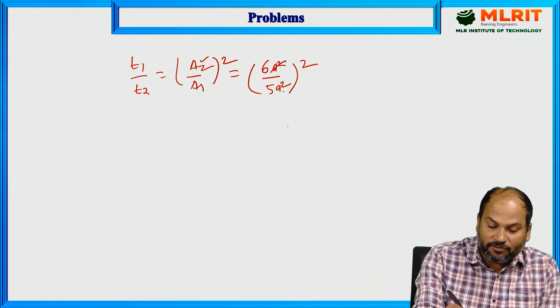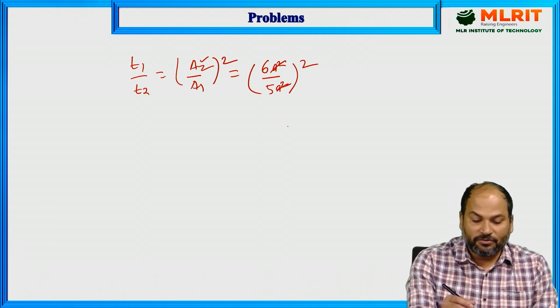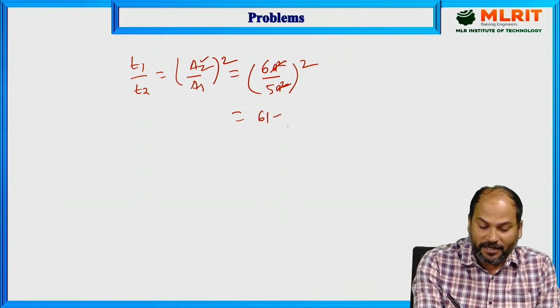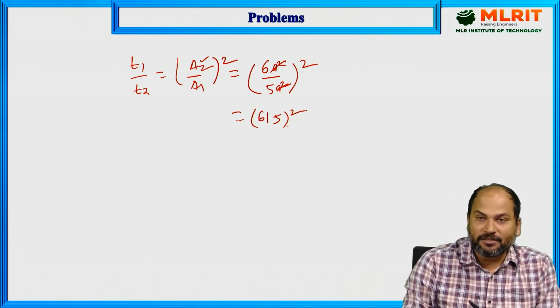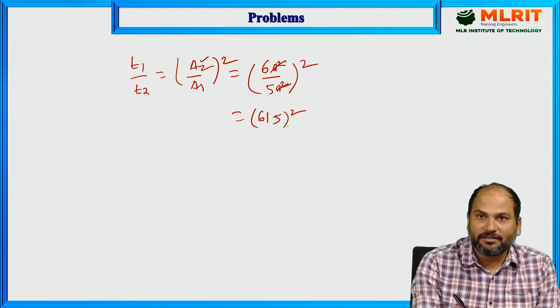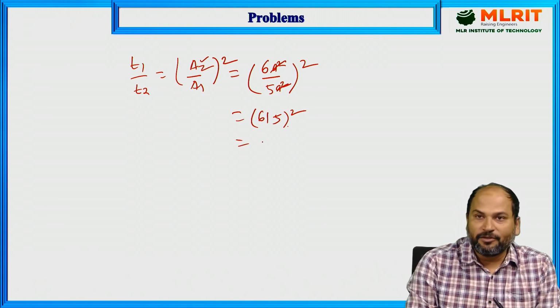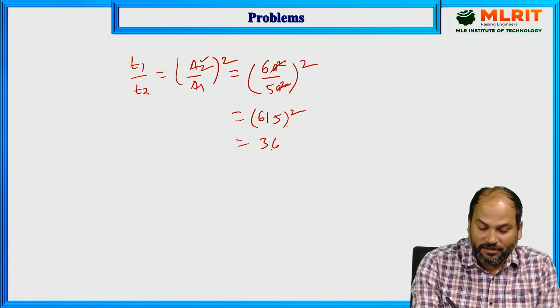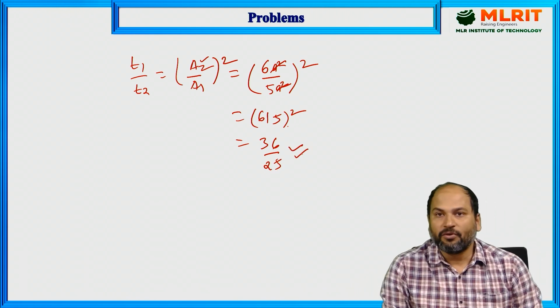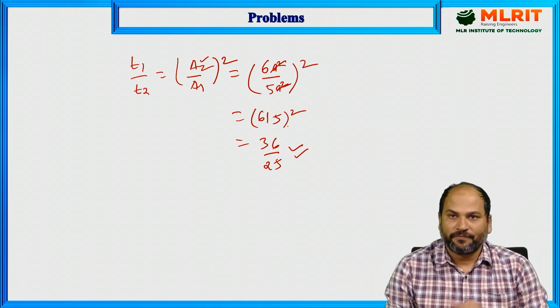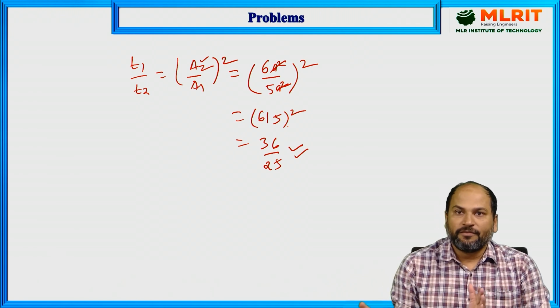So a square and a square will cancel out. So this will be 6 upon 5 the whole square, which is 6 into 6, 36, and 5 into 5, 25. So this will be 36 upon 25. This will be the answer. This will be the ratio of the solidification time of the first one to the solidification time of the second one.